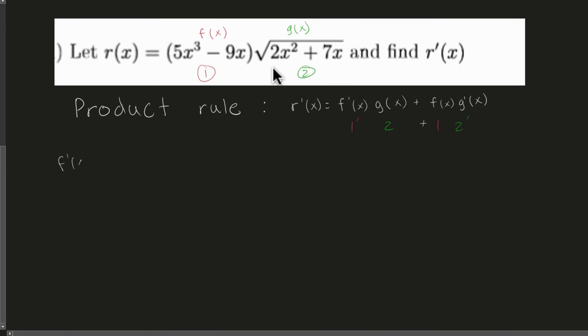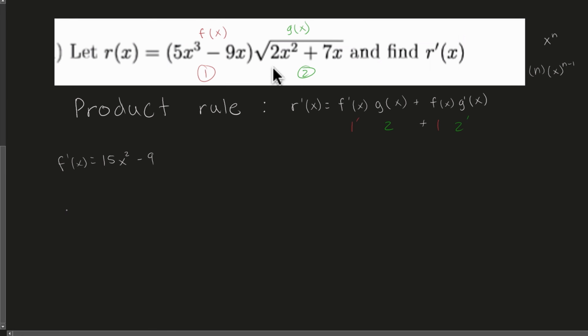f prime of x is going to be equal to, taking the derivative of this first part, we're going to use the general format where we say that, if we have some x to the n, the derivative of this is going to be n out front times x raised to the n minus 1. So that means that this is going to have a 15 times x squared minus 9.